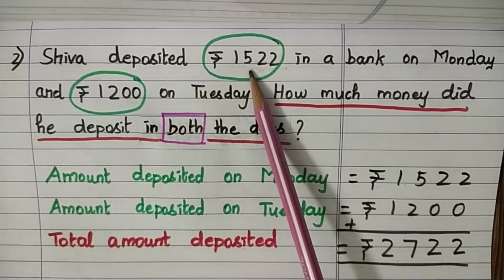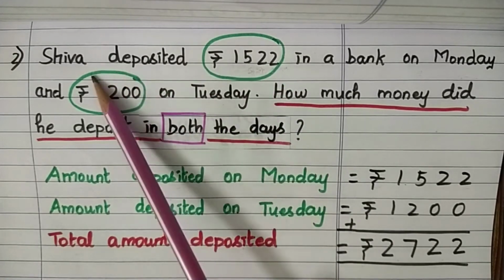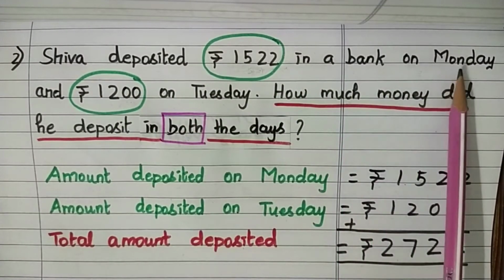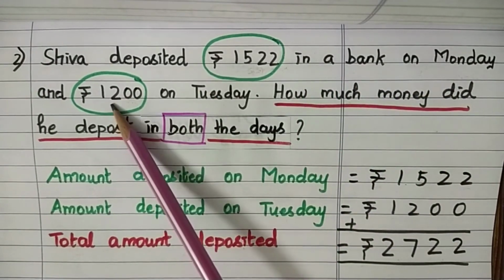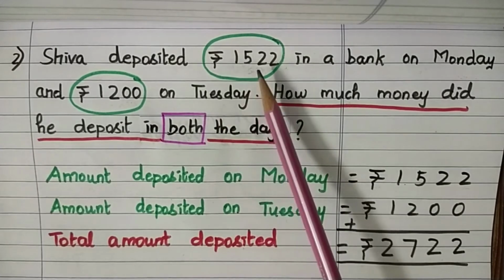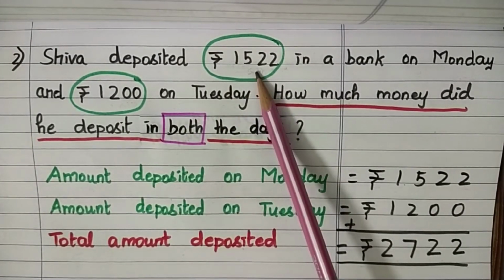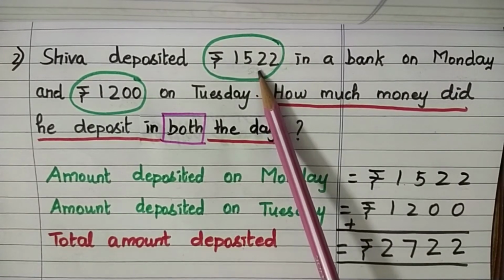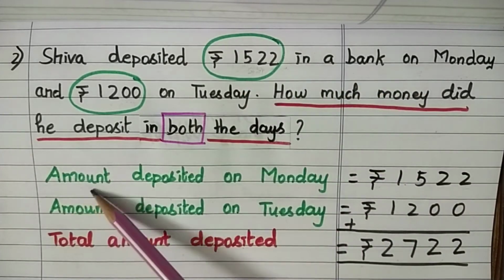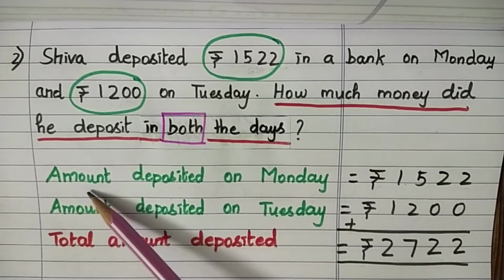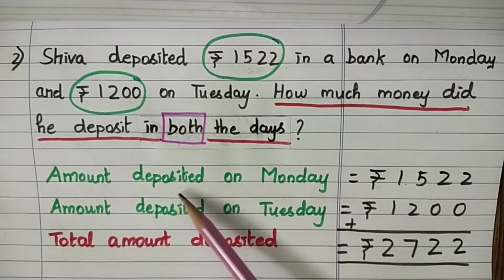Children, this is the first information and this is the second information. What is the first information? Rupees 1522 Shiva deposited in a bank on Monday. This much amount is deposited in a bank on Monday. And this much amount is deposited on Tuesday. How to write this as an information statement? This is the money, or you can call it an amount. In a statement, what is the word we have to use? Amount or money. Amount deposited on Monday.